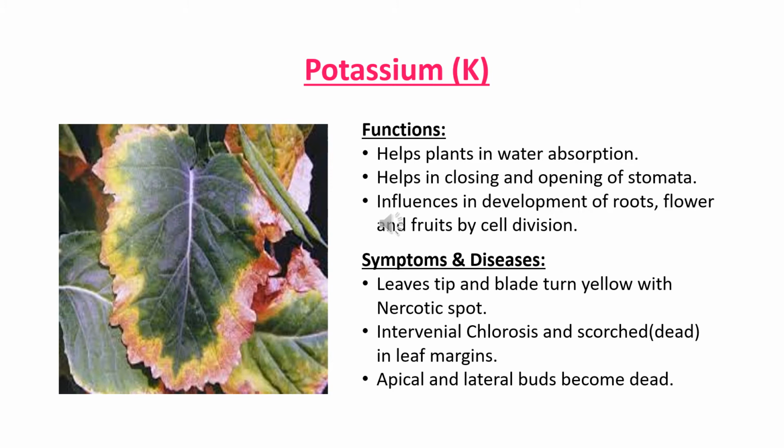I explained previously. It is the cells and tissues that start to die from the margin of the leaves and turn the color like this. Okay, and naturally ultimately the leaf will die. Interveinal chlorosis and scorching in leaf margins. Scorch means necrotic spots, already discussed, and apical and lateral buds become dead. So naturally in the absence of potassium there is no water, so the cytoplasm is concentrated, cells die, there is no cell division, and this kind of necrotic symptom is shown at the margin of the leaves.